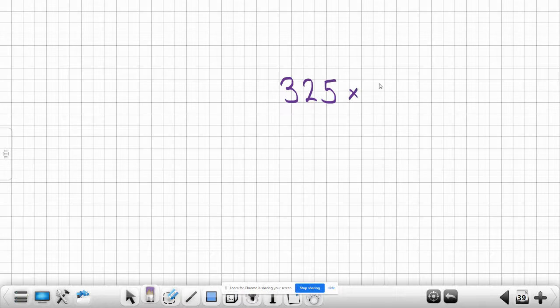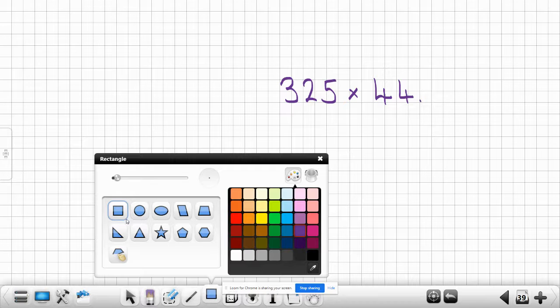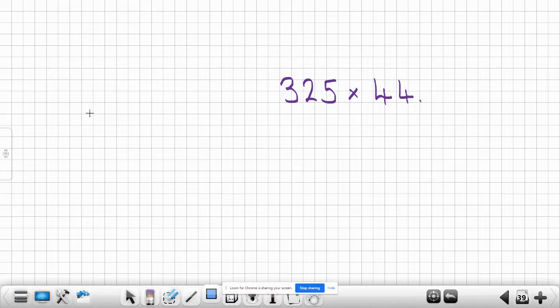325 times 44? Let's do that. So we've got to just draw a slightly different box, but we're going to do it exactly the same way. We need 3 digits across now. So when I draw my box, I'm going to do 3 for the first, another 3 for the second, and another 3 for the third. So that means I need 9 squares across.